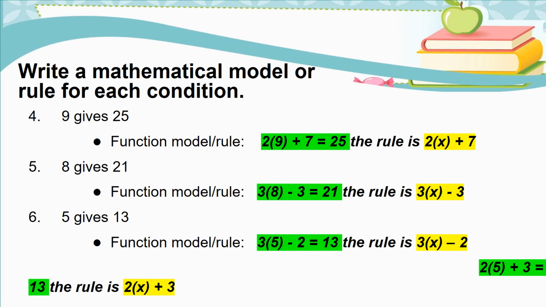Okay? Number 6, 5 gives 13. So, ang ginamit ko ay 3. 3 times 5 ay 15. So, sobra siya sa 13. Kaya, binawasan natin ng 2. 15 minus 2 is 13. Pwede naman gumamit ng 2. 2 times 5 is 10. Para maging 13, add 3. 10 plus 3 is equal to 13. Okay? So, yung magiging model natin, 2x plus 3.